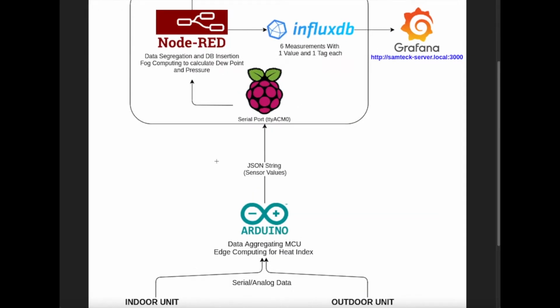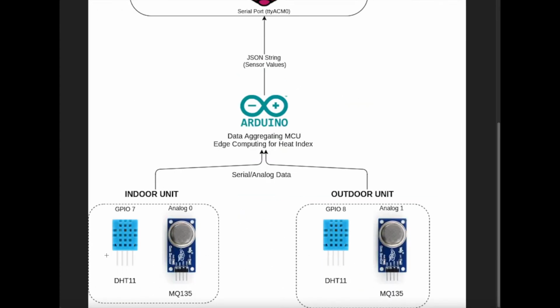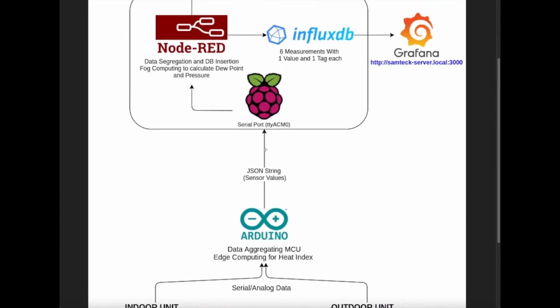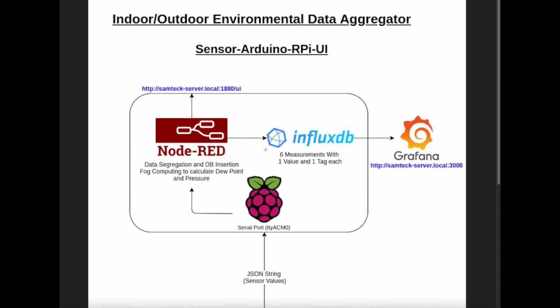So here is our architectural diagram. We have indoor and outdoor unit. DHT11 will be sending the data over single wire serial protocol, and analog values will be sent from MQ135 sensor. They will be taken up by Arduino and a JSON string will be formed. That JSON string will be sent to Raspberry Pi.